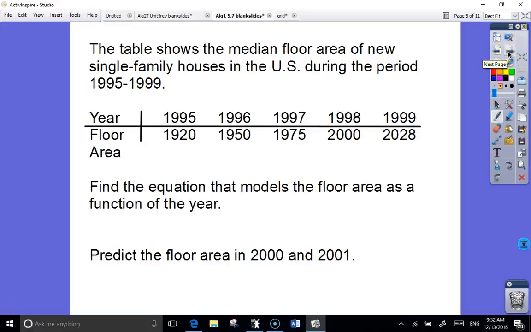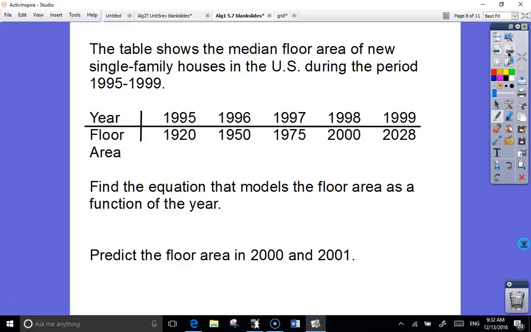This table shows the median floor area of a new single-family house in the U.S. during 1995 to 1999. Make the equation, enter the data, and then use that equation to predict the floor area in 2000 and 2001. We just do the last two digits, 95.